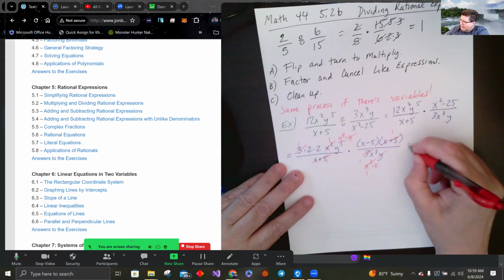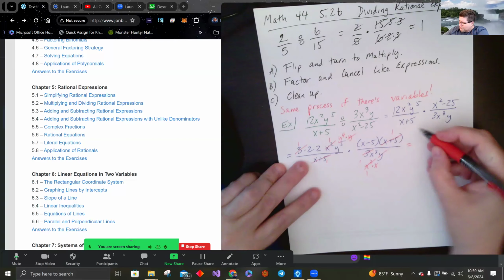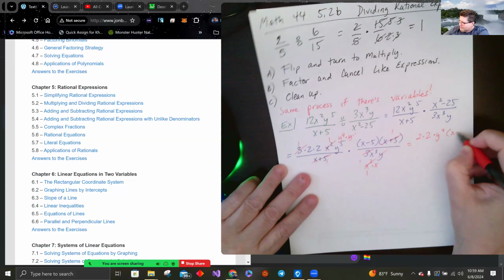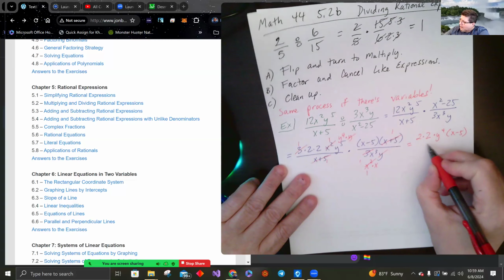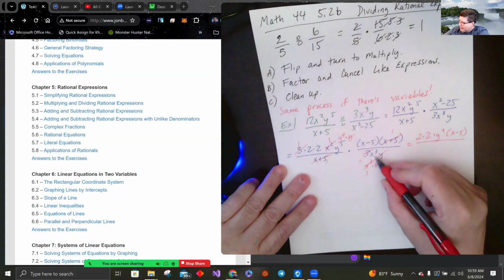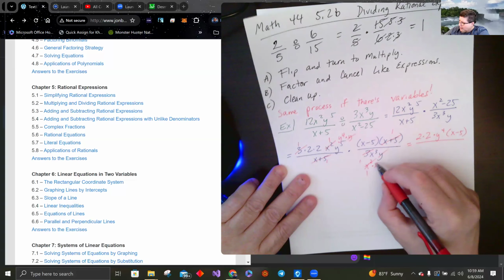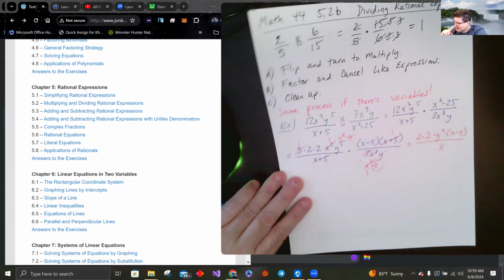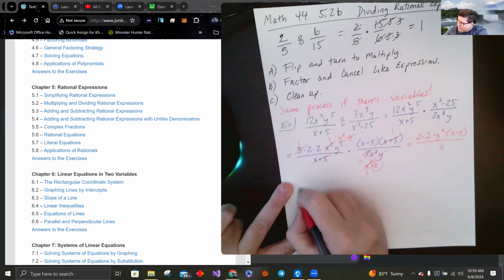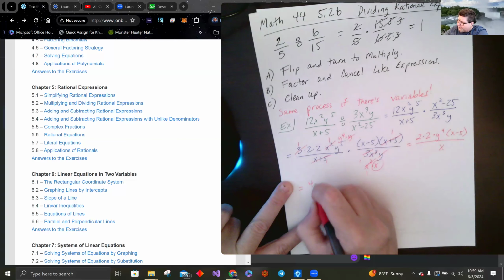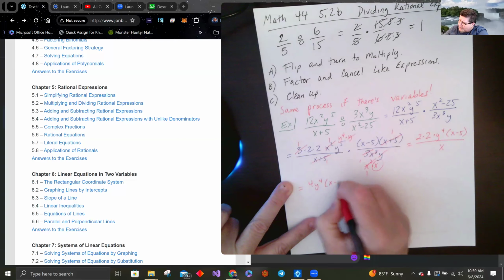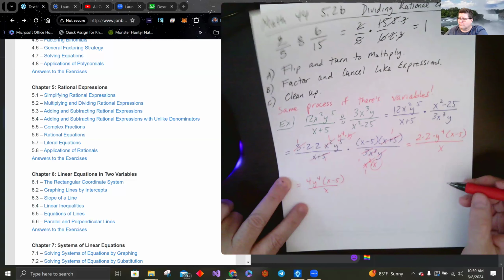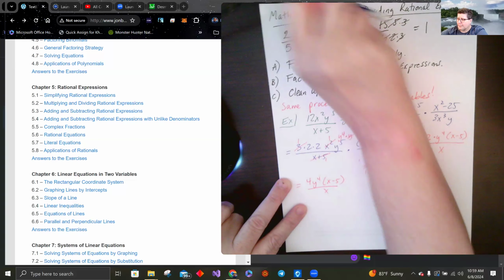What I'm left with on top, I've got 2 times 2 times y to the 4th times x minus 5. On bottom, I just have an x. So this cleans up to 4y to the 4th, x minus 5 over x. Okay.